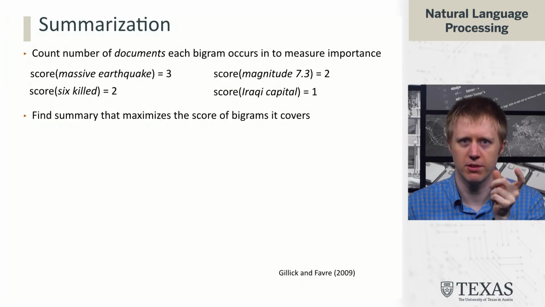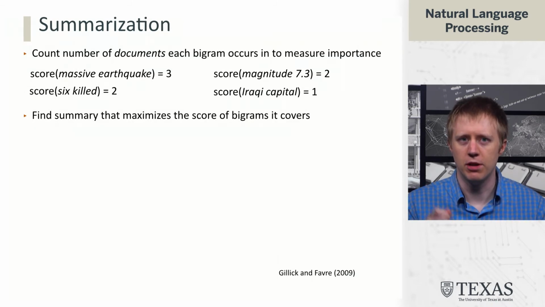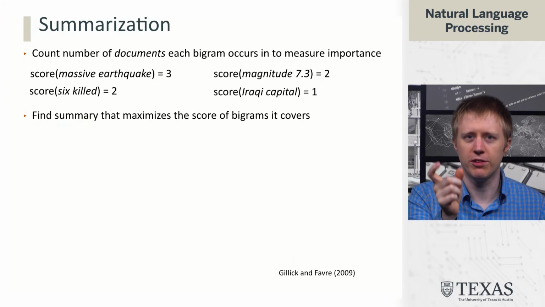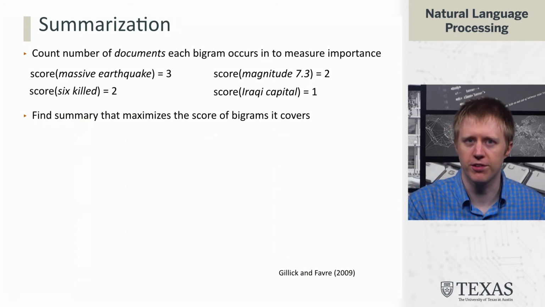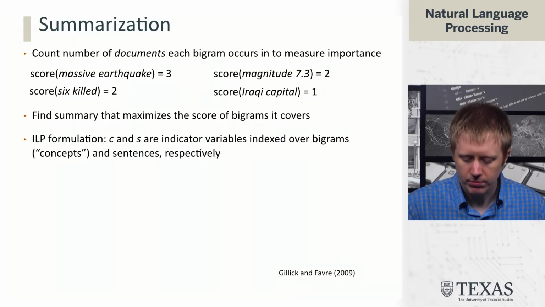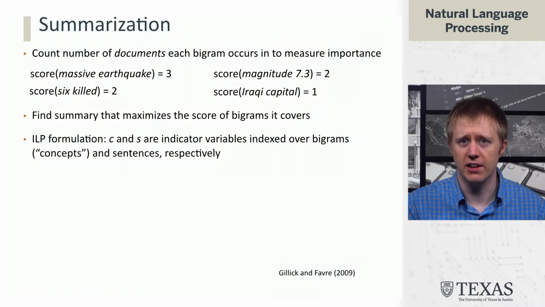We want to capture the high-scoring things that show up in a lot of places, while also giving a notion of content relevance, or non-redundancy, in the sense that if we cover massive earthquake several times, we actually don't get more points for it. We only get points for the first time we cover it. So the way that Gillick and Favre did this was to formulate this as an integer linear program.